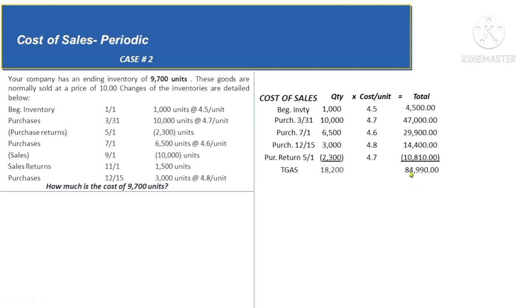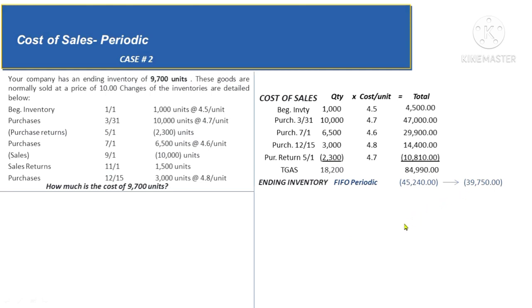84,990. Now, we have here the amount of ending inventory that we have computed using the FIFO periodic, which is worth 45,240. So if we deduct this from 84,990, then we're going to get a cost of sales of 39,750. Actually, in this case too, as long as we have an ending inventory figure, aside from getting the cost of sales, we can also get the gross profit.